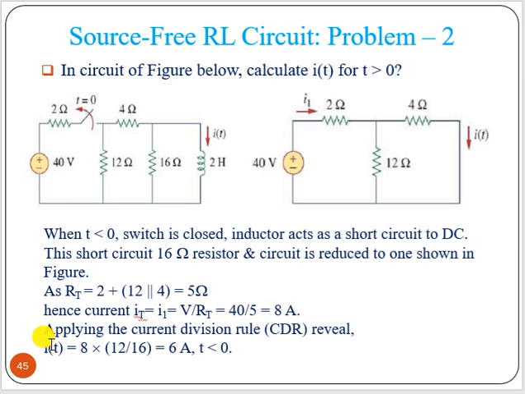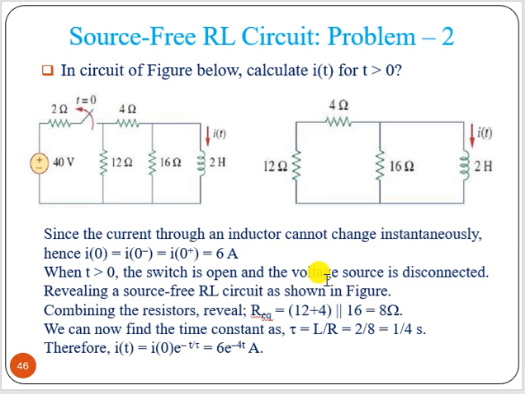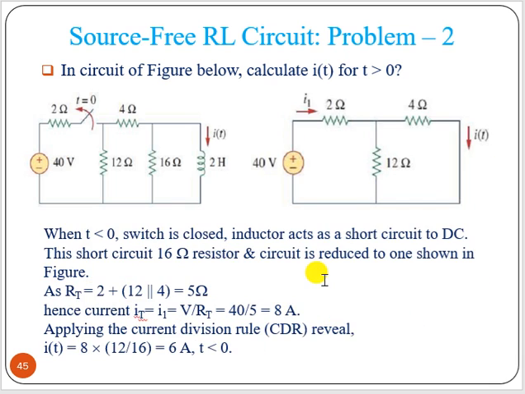And if we want to find out I1, that will be... If we want to find out this IT, that will be what? We can apply the current divider rule, that is 8 ampere into the other branch resistance, that is 12, divided by the total branch resistance, 12 plus 4, 16, so 6 ampere, okay.